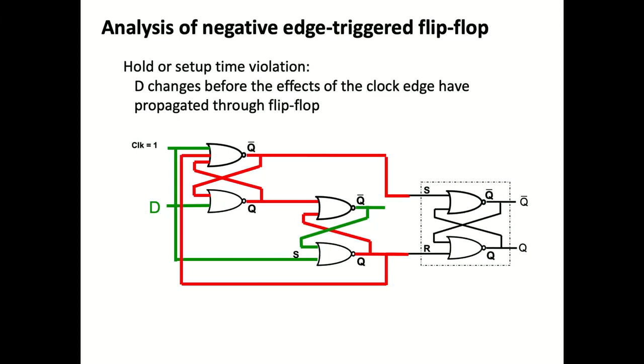The other thing is we need D to stay there while these signals are circulating. Particularly, we need D to not change again before this feedback comes and locks in this NOR gate. And that's the hold time. That's after we made the clock fall. So D has to be stable in a little window.